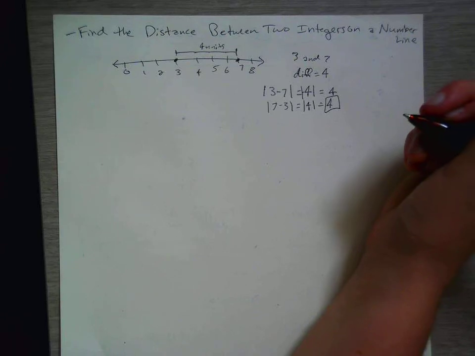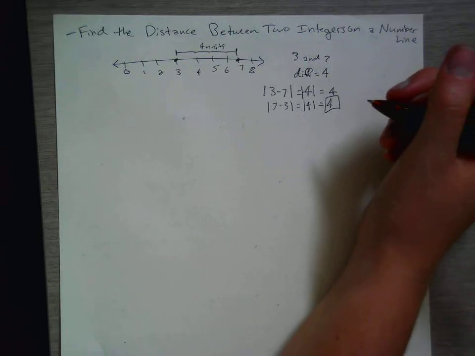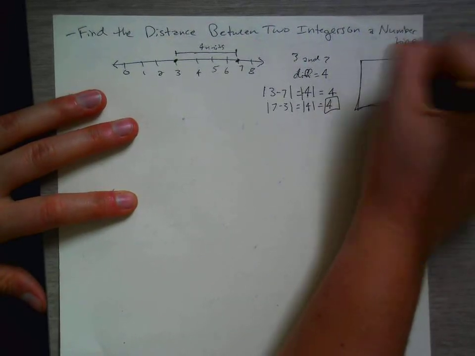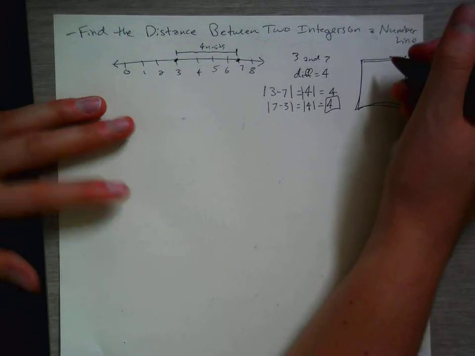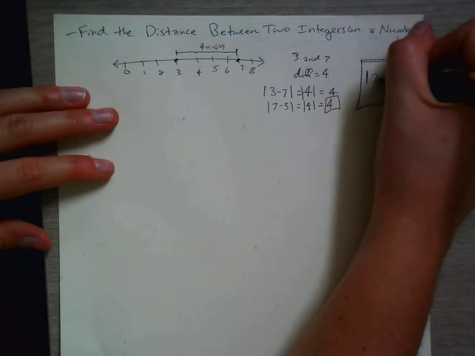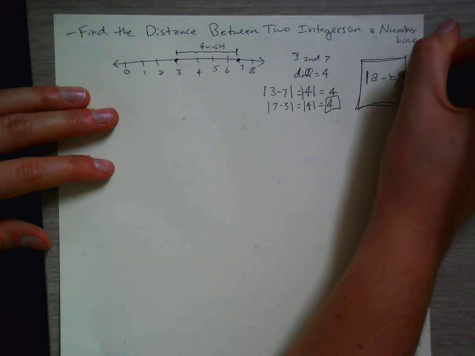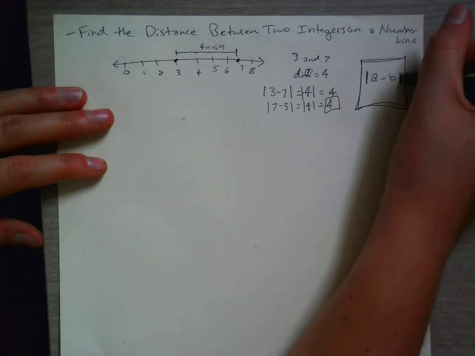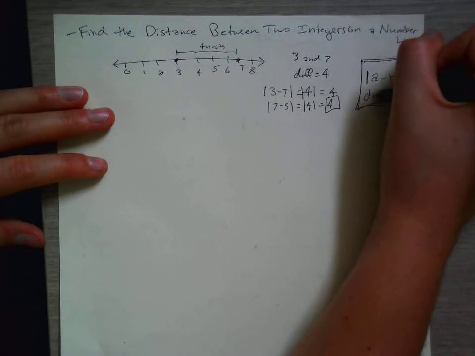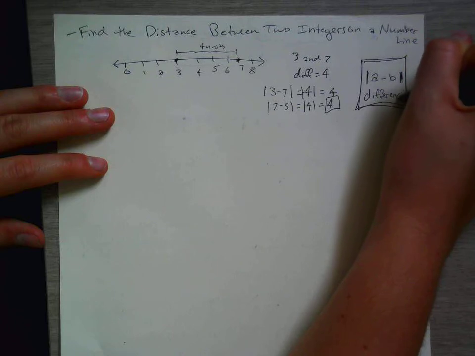For any two integers, a and b, this is the thing to remember. There's the absolute value of their difference, a minus b. It does not matter which is a and which is b, but this is the difference right here.